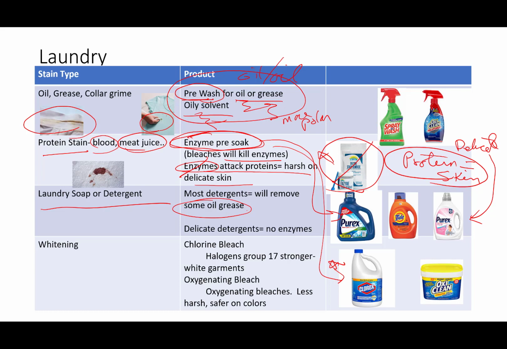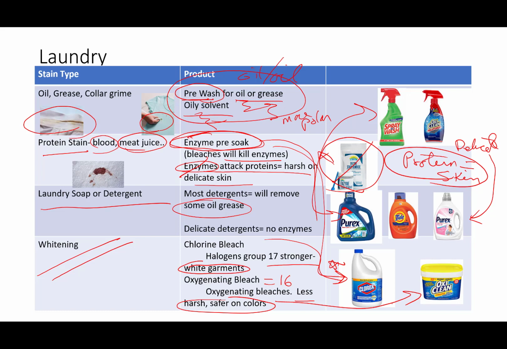But if you have a lot of oil and grease, you're going to need to employ those pre-washes. And we talked about this back when we were referring to the families on the periodic table. If you want to whiten white garments, chlorine bleach is going to work just fine, but it's a group 17 halogen. Very, very strong chemically. If you want an all-color, safer bleach, use something from group 16 on the periodic table, an oxygenating bleach. It's going to be much, much safer and more chemically gentle.